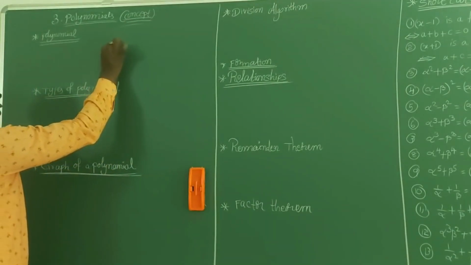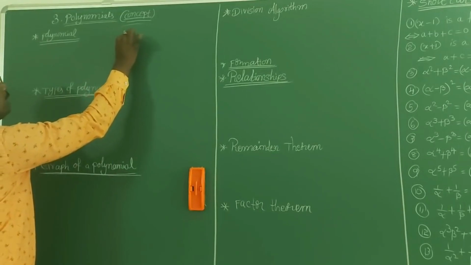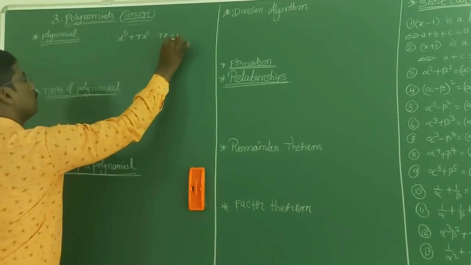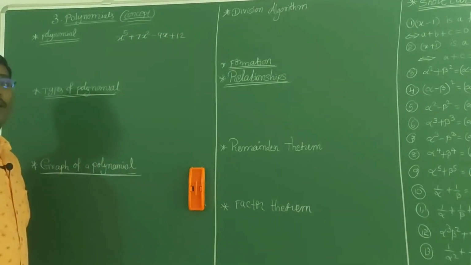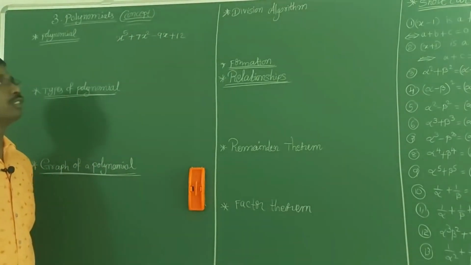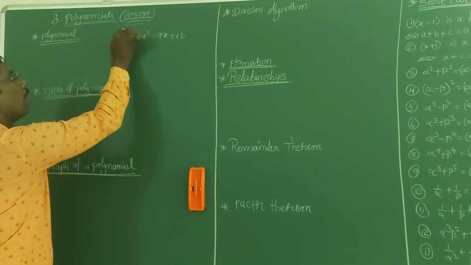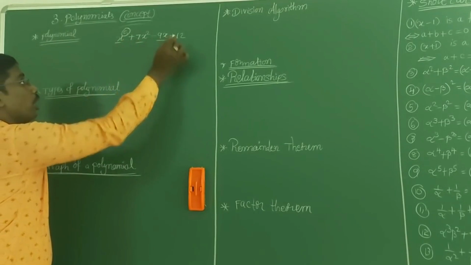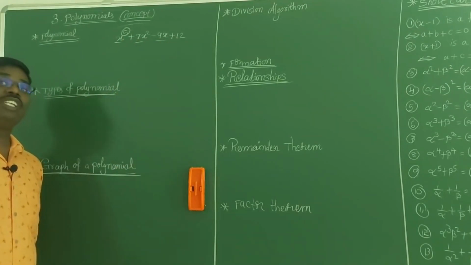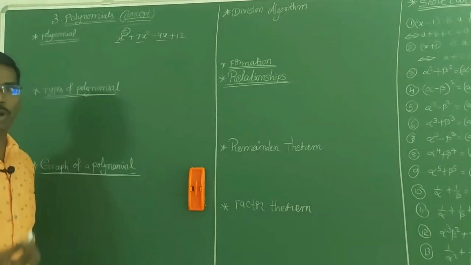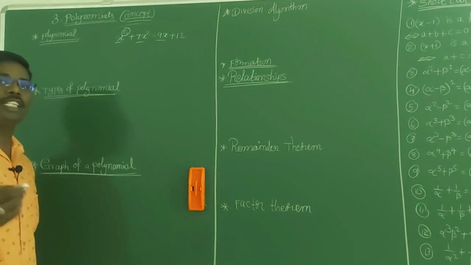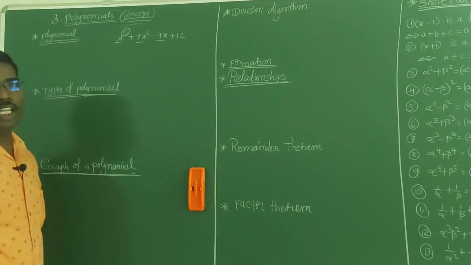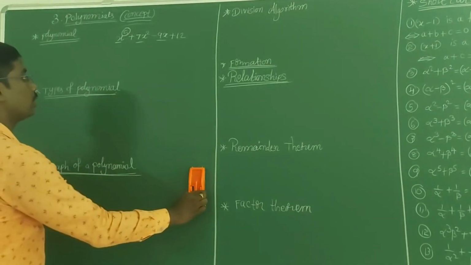Let us take x to the power of 5 plus 7x square minus 9x plus 12. This is the polynomial. In this polynomial they will ask the degree. Here the highest power is 5. The term having the highest power gives the degree of the given polynomial. That is very important.